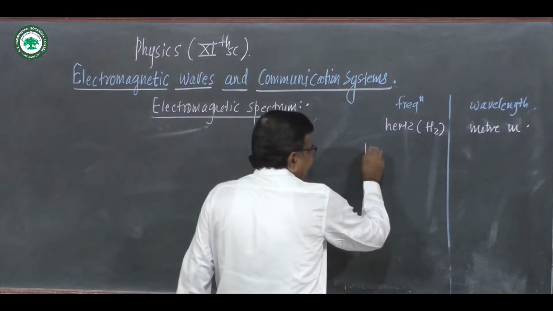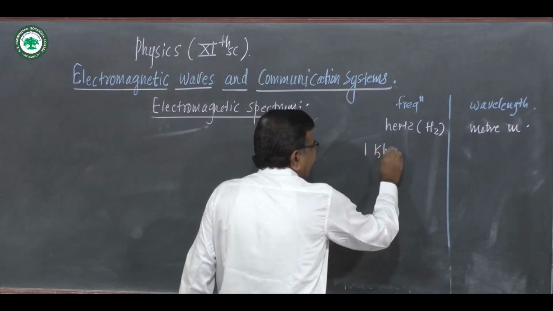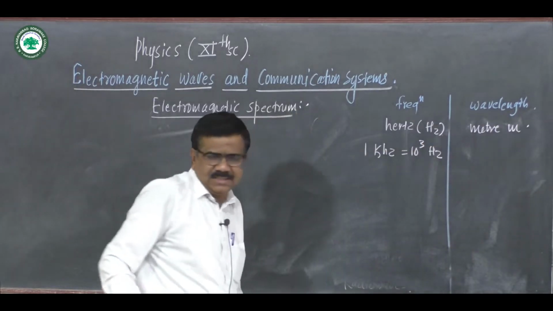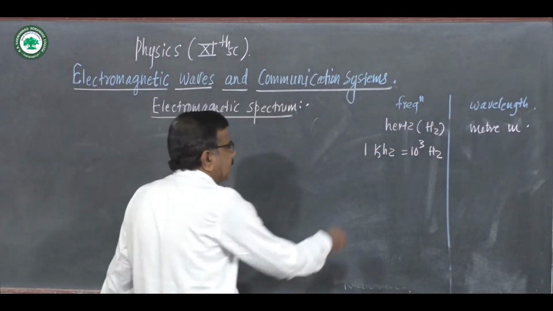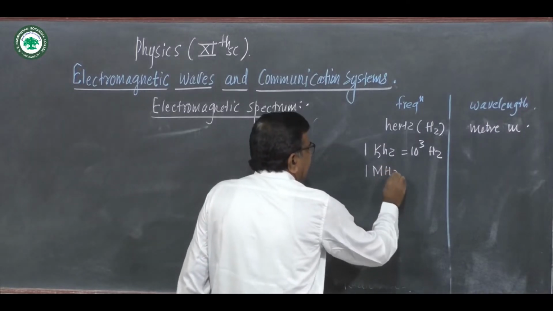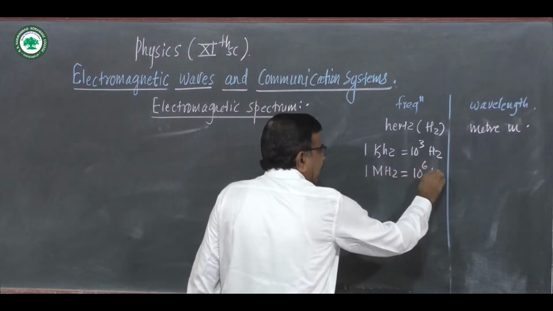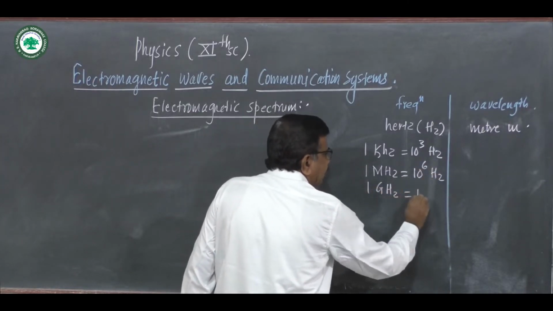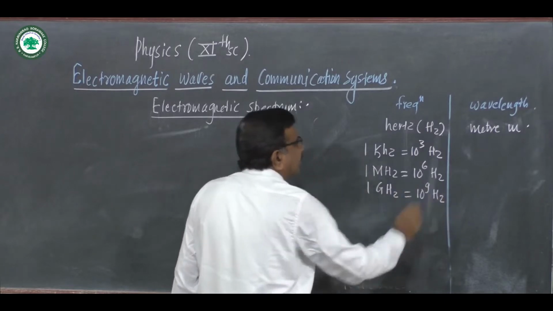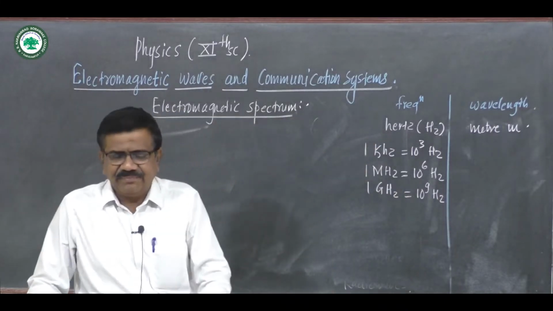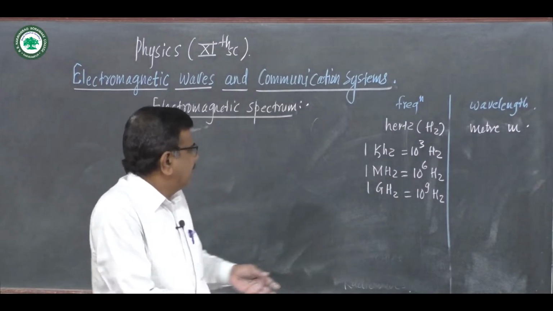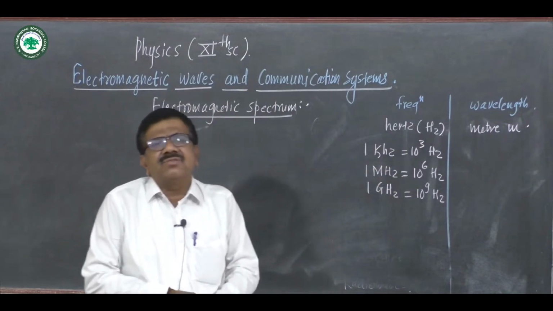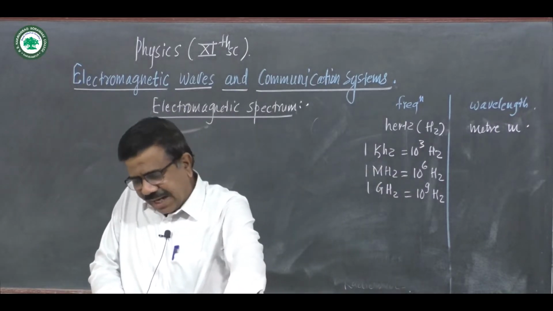1 kilohertz is equal to 10 raised to 3 hertz, that is 1000 hertz. 1 megahertz is 10 raised to 6 hertz. Then 1 gigahertz is 10 raised to 9 hertz. The SI unit of the frequency is hertz, and we use the higher units. The conversion factor is like this: 1 kilohertz is 10 raised to 3 hertz, 1 megahertz is 10 raised to 6 hertz, 1 gigahertz is 10 raised to 9 hertz.